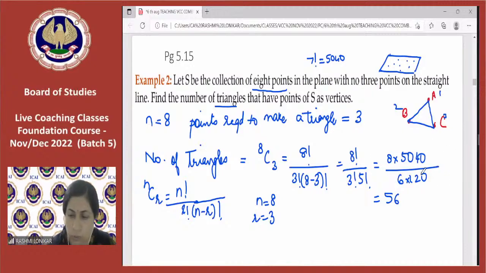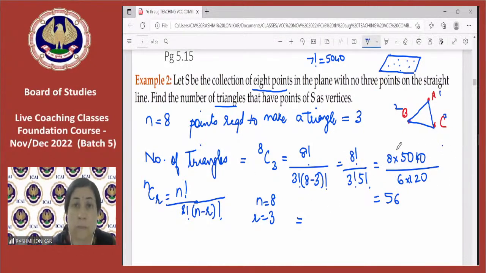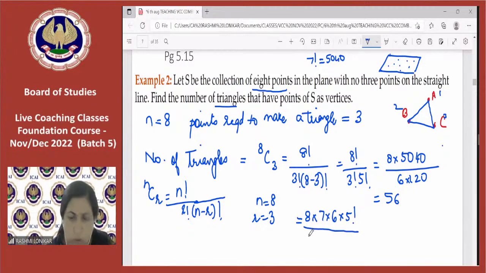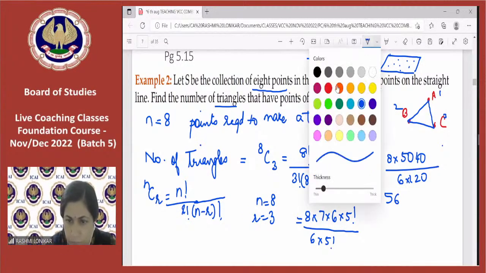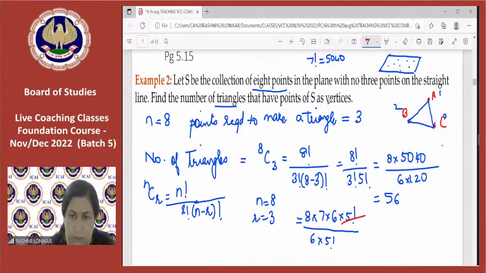Now, this is one way of doing it. The second way, if you don't remember that 7 factorial is equal to 5040, don't worry. 8 factorial, we will write up to 5 factorial. So 8 into 7 into 6 into 5 factorial upon 3 factorial, at least you know 3 into 2 is 6, into 5 factorial. Now, this 5 factorial will cancel with this 5 factorial.